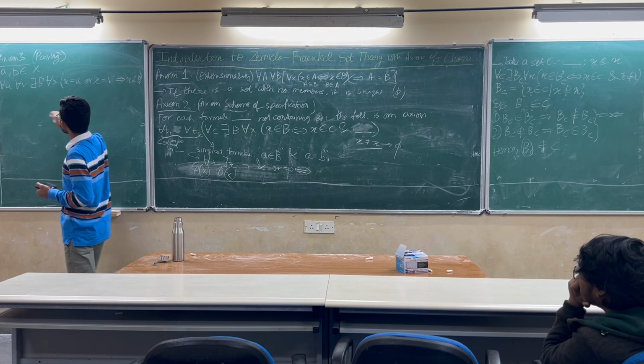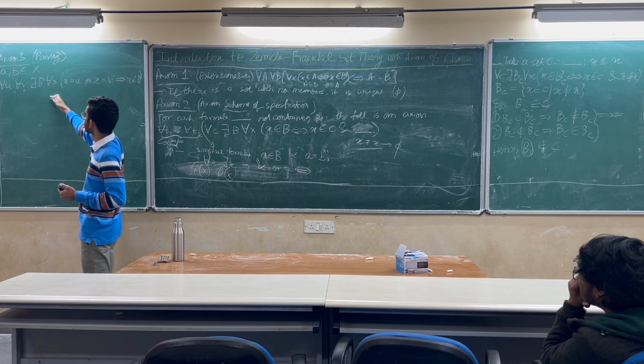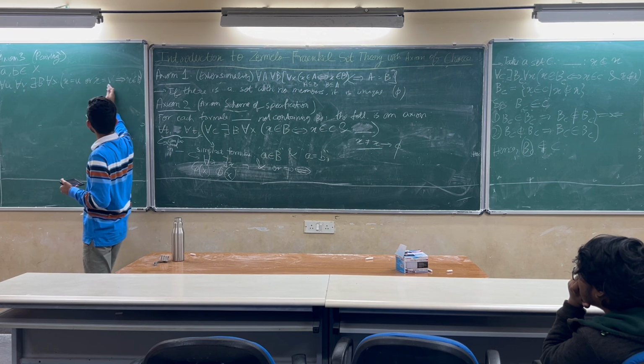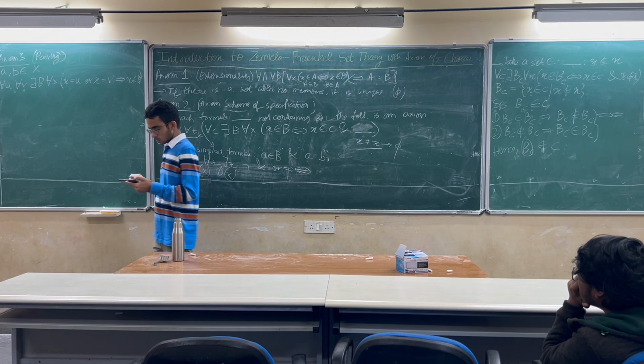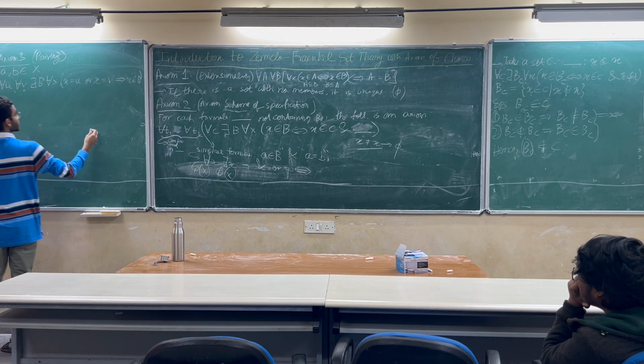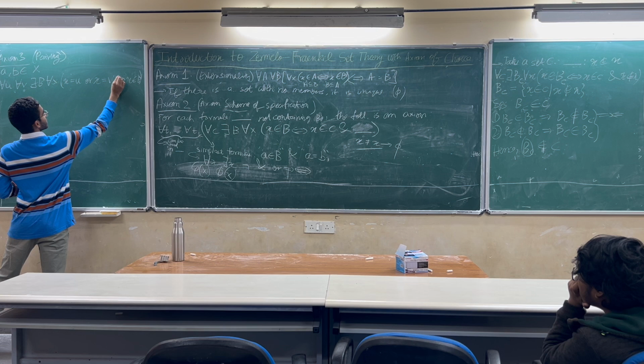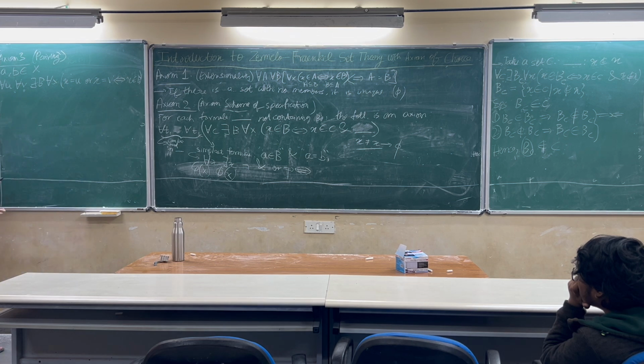So for any two sets U and V, you have a set B such that if x is U or x is V, then x belongs to B. The simple consequence here is that we can turn this into an if and only if. And how is that? Because of the axiom of specification.